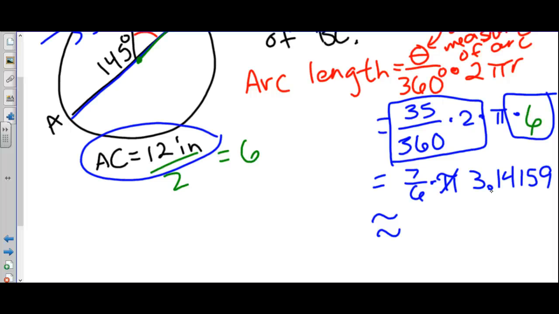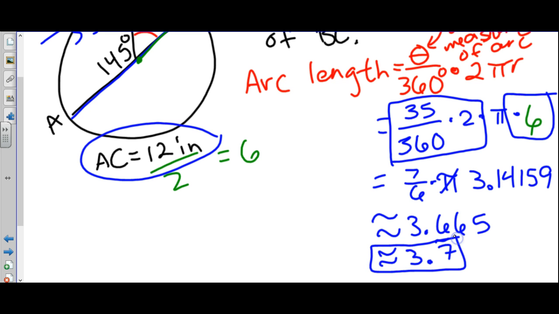So multiplying this now by 3.14159, and we get approximately 3.665, or again, they're probably going to want you to go to the tenths place, so 3.7. And that covers our discussion of circles and arcs.